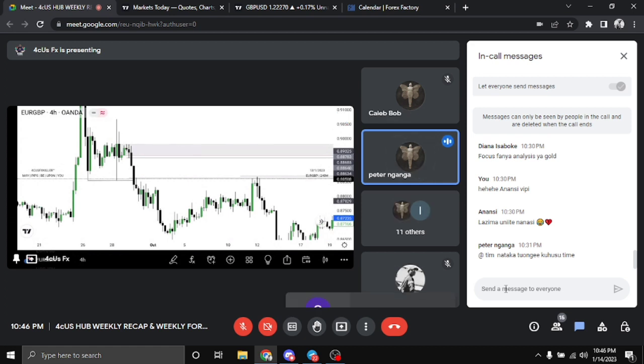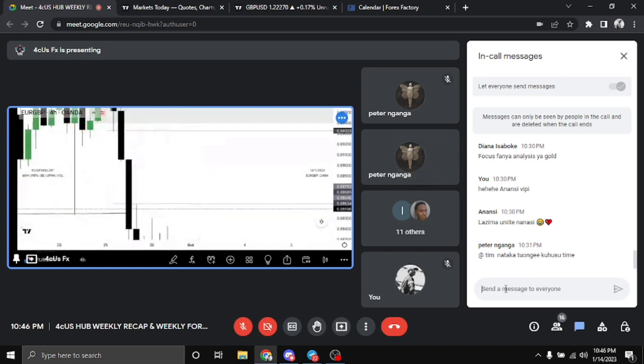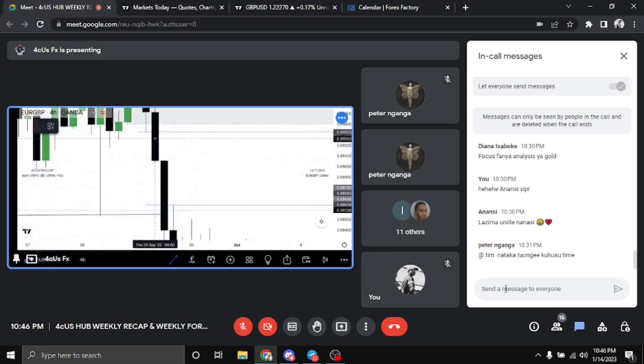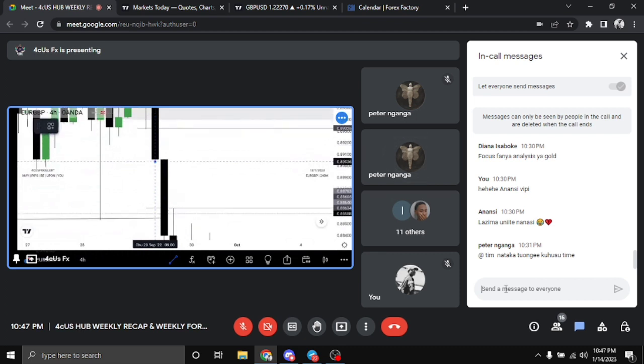Because angalia hii candle. This is the close of this candle. Yeah. This is the open of this candle. So this open ya hii candle imefanya nini? Imecomplete hii candle yenye iko hapa. I don't know kama unaona. Wacha ni zoom kuone. Unaona? Wacha ni zoom. Yeah. So hii okay, this is the entire body. Kisha kuna hii week kubwa, alafu kuna hii week ndogo. Unaona? Kuna hii week ndogo hapo.